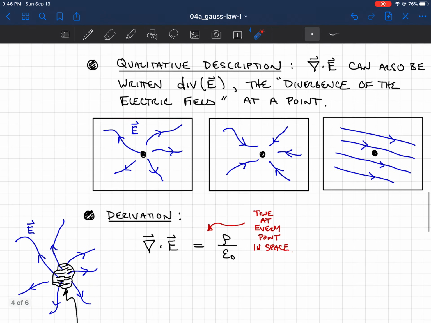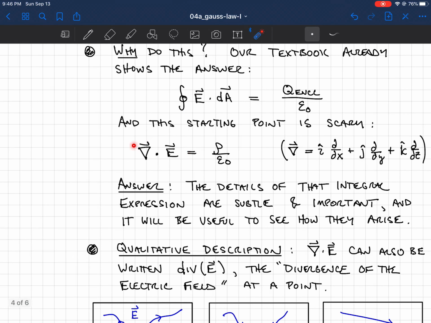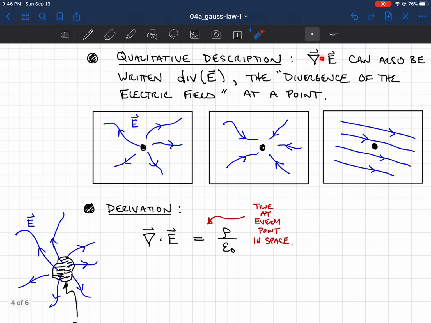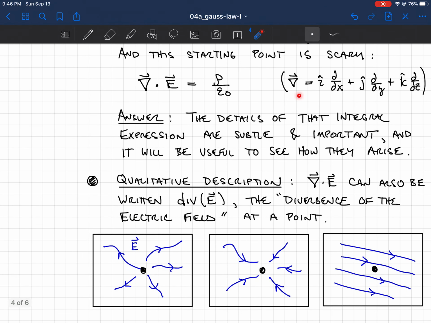But before we do, let's talk a little bit about the left-hand side of Gauss's law as written in this differential form. This thing is called nabla, and it is a vector of derivatives, basically. So it's i hat partial dx plus j hat partial dy.